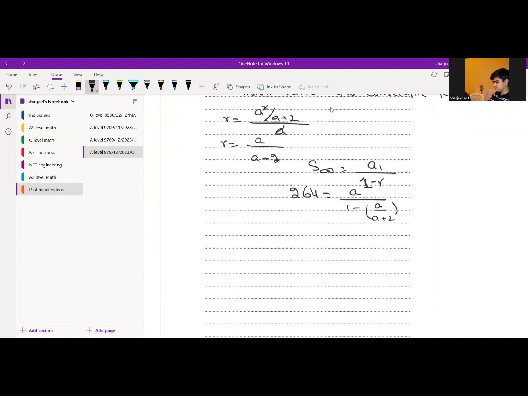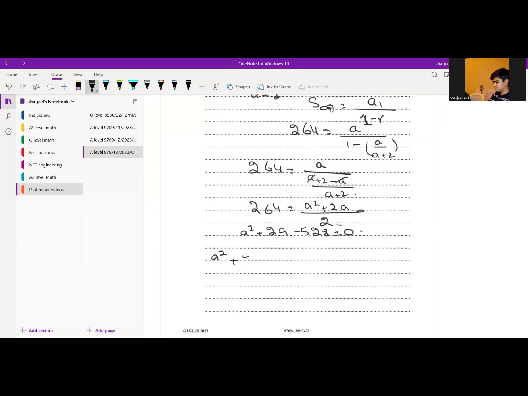So this will become 264 equals a over a plus 2, a square plus 2a divided by 2. So minus 528 equals 0. So we will factorize it to get a plus 24 and a minus 22 equals 0. So two values of a are minus 24 and 22. As the value of a is positive, the answer will be a equals 22.